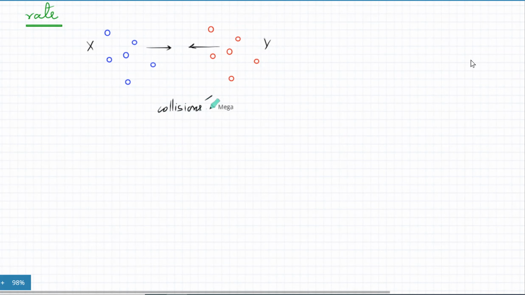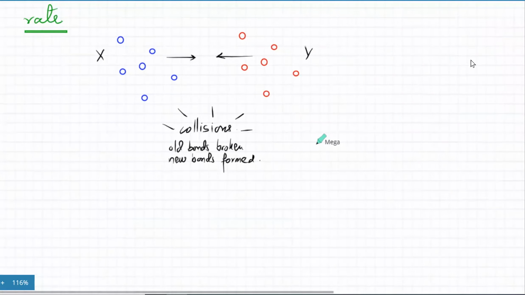And when you've got particles colliding, what happens? Old bonds are broken. And you've got new bonds that are going to be formed. So it's all about collisions. Like, if you have any reaction, the particles need to bump into each other.